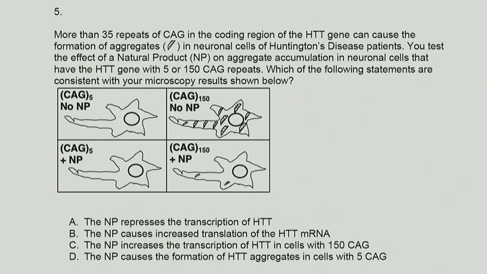So, starting with A. How could we maybe infer from this whether NP represses transcription of Harringtonian? Yeah, go ahead.